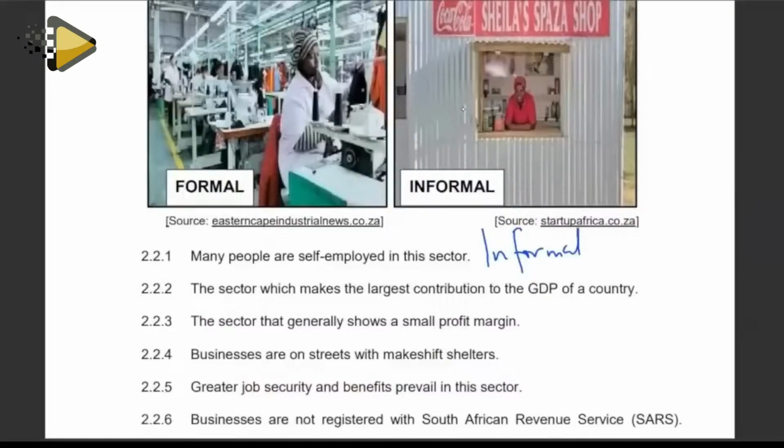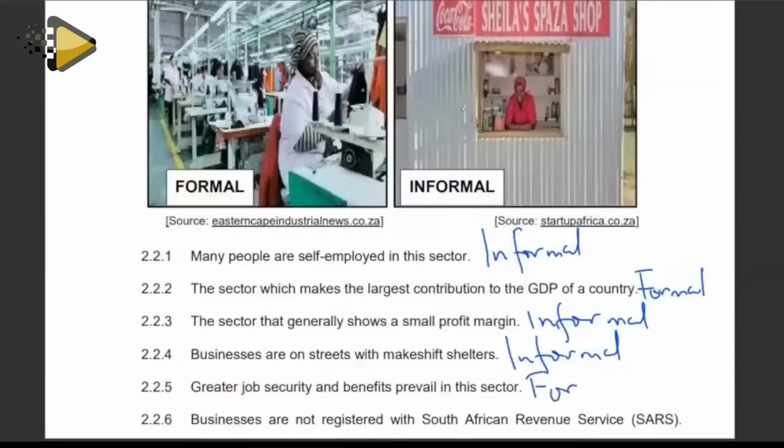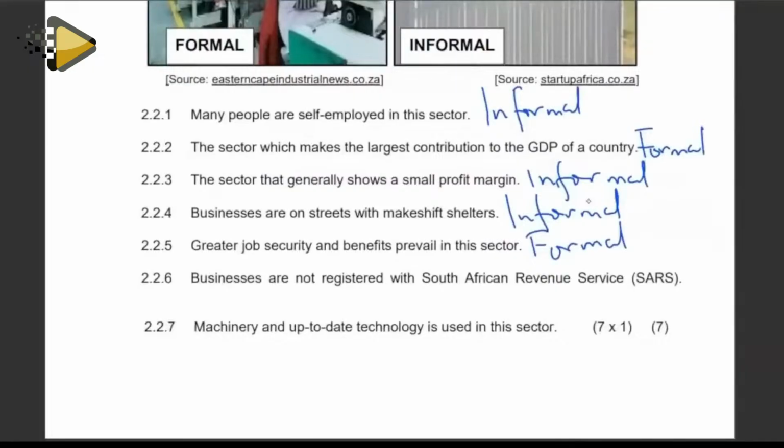The sector which makes the largest contribution to the GDP of a country is formal, the registered businesses. The next one is saying the sector that generally shows a small profit margin. A small profit margin is realized in the informal. Businesses on streets with makeshift shelters, it's informal. Greater job security and benefits prevail in this sector, that is the formal sector. Businesses not registered with the South African Revenue Services, like what we mentioned, it's informal. Then the last one, machinery and up-to-date technology is used in this sector. We can only get that in the formal sector. Right, that is number 2.2.